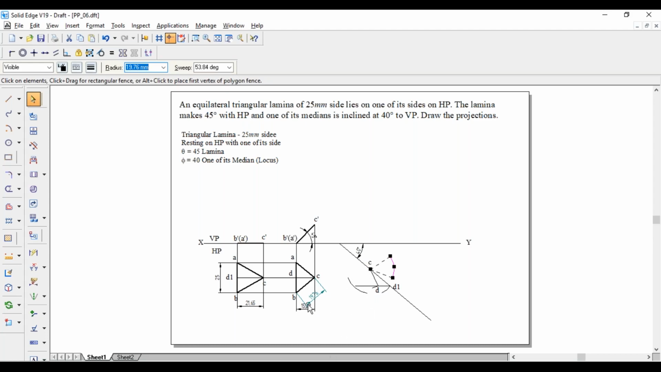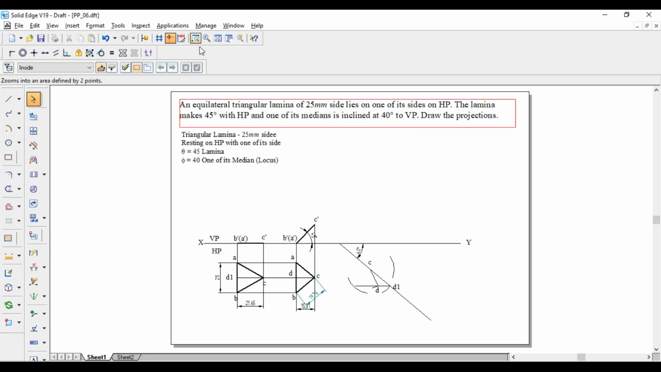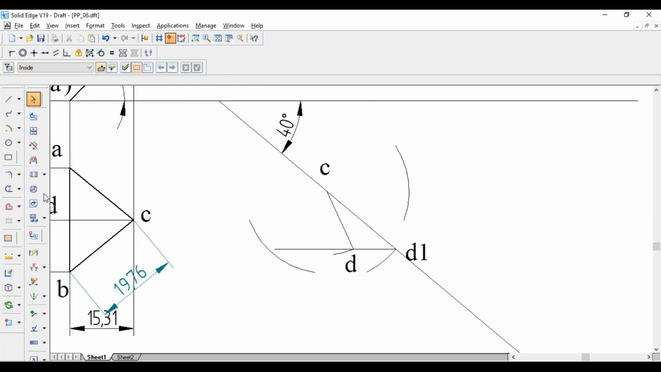Now the next thing is, you can observe all these 3 points, that is A, D, B, are coming on the same line, and this CD is perpendicular to ADB. Nothing but the angle between line CD and ADB has to be 90 degrees. Already we have drawn CD. We want to draw the ABD line.